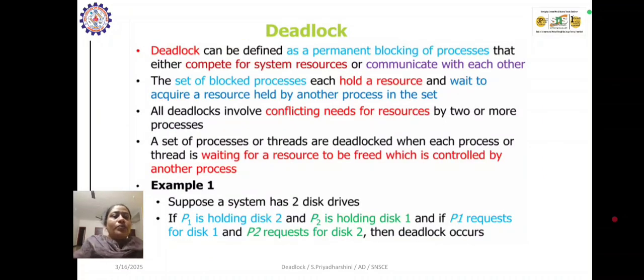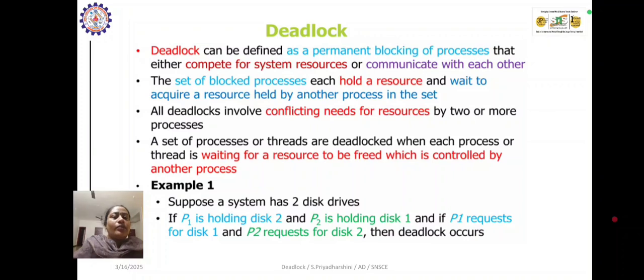So now let's see what is a deadlock. So a deadlock is nothing but a situation where 2 or more processes are blocked together, holding some resource and waiting for some other resources to complete its execution. So deadlock can be defined as a permanent blocking of processes that either compete for system resource or communicate with each other. So this set of blocked processes each hold a resource and wait to acquire a resource held by another process in the set.